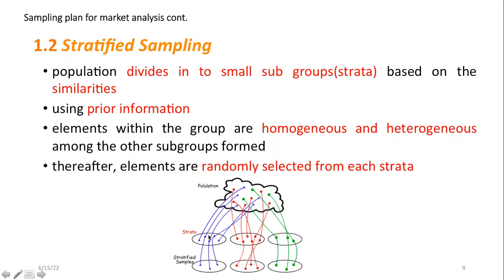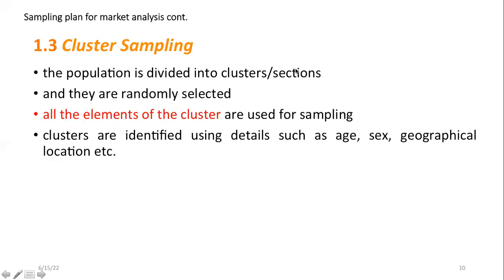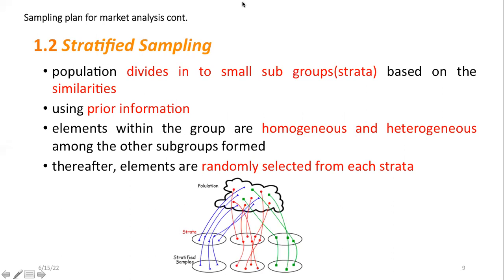Suppose you all understood, right? Population is there, then we use prior information and divide into strata. And the strata, you can see they are similar. Unique factors are there. Blue color items are in the first strata, here red color, right? Equal, homogeneous. Sometimes it might be heterogeneous, no problem. But then we select randomly and get samples from each strata. Understood?